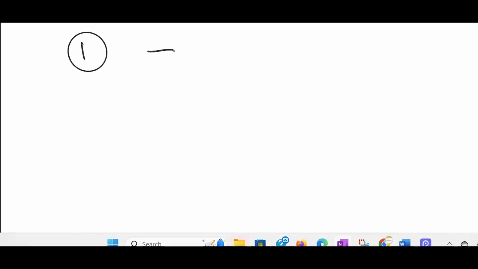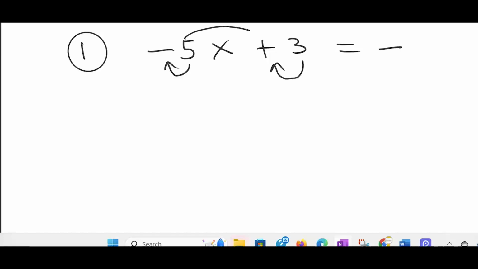The first one is minus 5 times positive 3. In this case, 5 is negative and 3 is positive, and they are separated by the sign of multiplication. That means we have to combine the signs. Negative and positive are different signs, and you know already that different signs combine together to become negative. Then you do 5 times 3, and that will be negative 15.